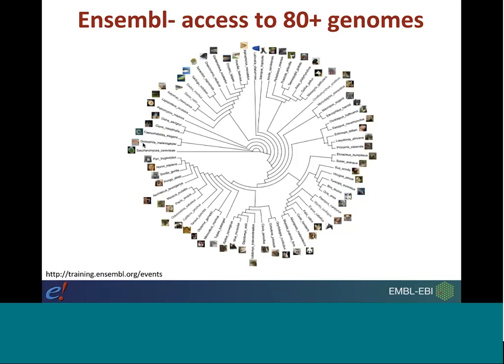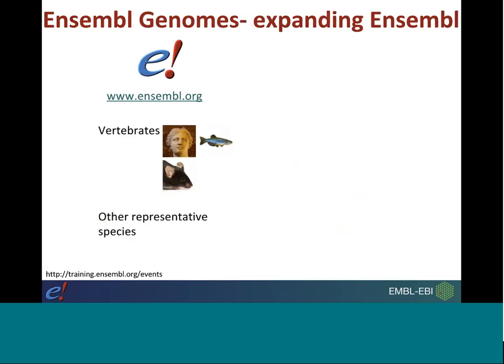You can also see that we've got C. elegans, the fruit fly, Drosophila melanogaster, and Saccharomyces cerevisiae, the yeast as well. So these are three important model organisms that we also have in Ensembl as well.